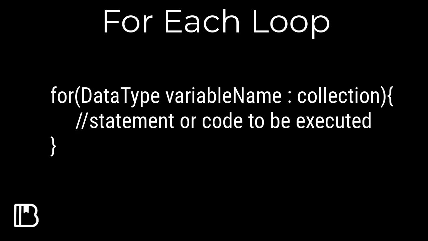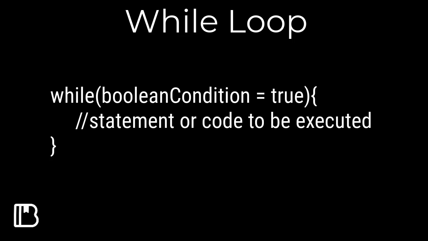The for each loop iterates just like the for loop, but gets its name from doing so for each piece of data in a collection. You must specify the data type along with a variable name, colon, then the name of the collection you are iterating through. The while loop reads much like plain English, executing so long as a specified condition remains true.